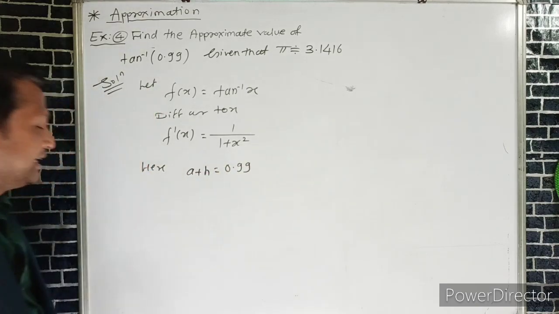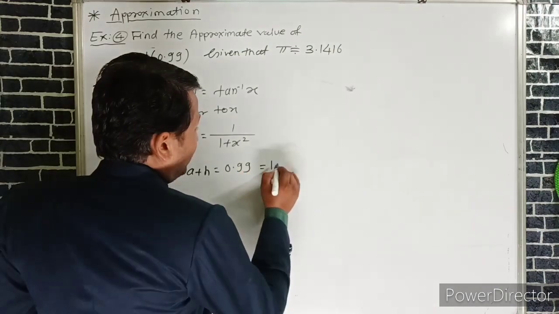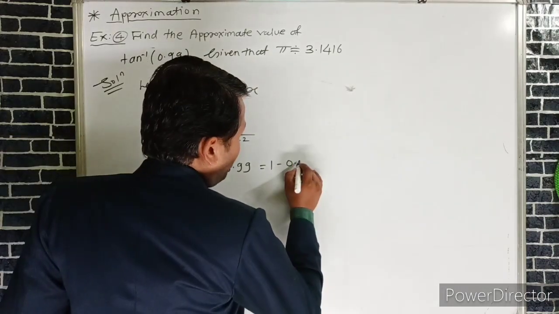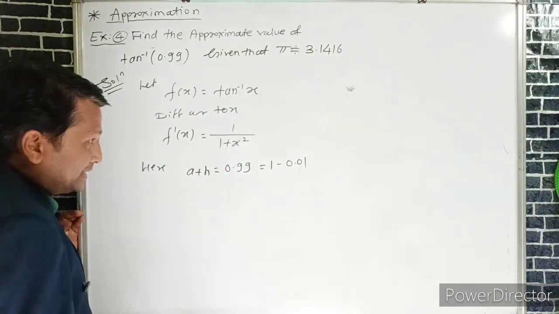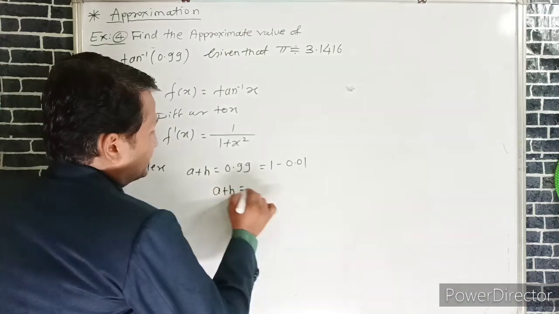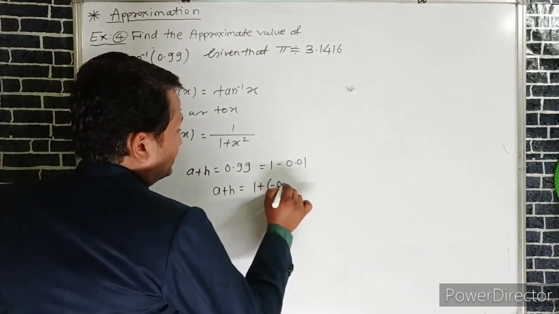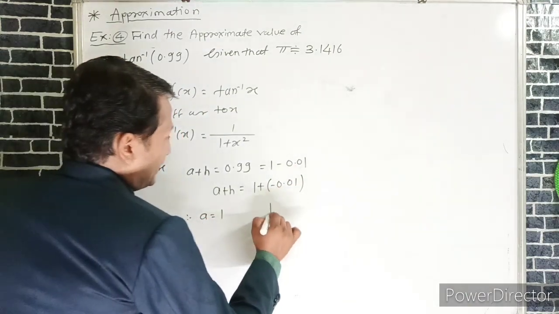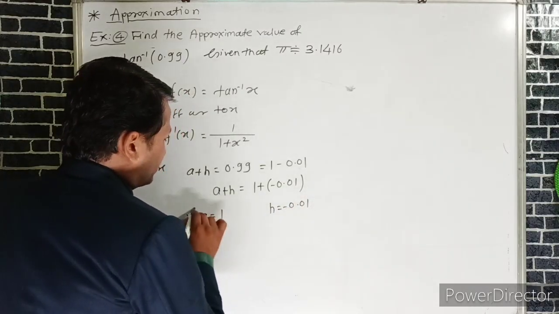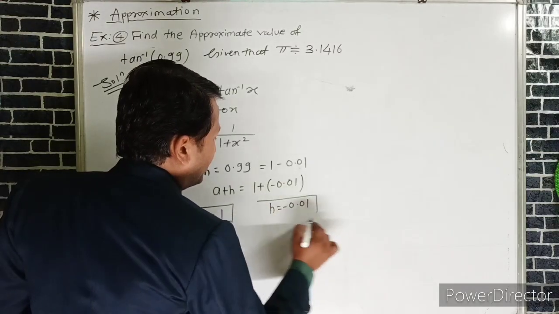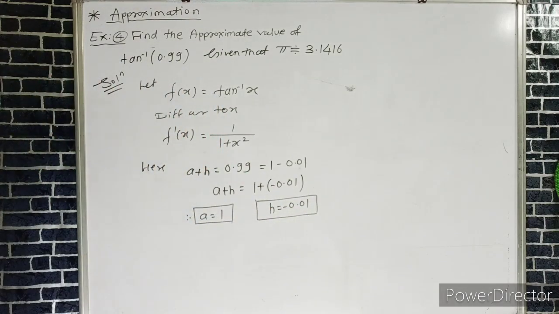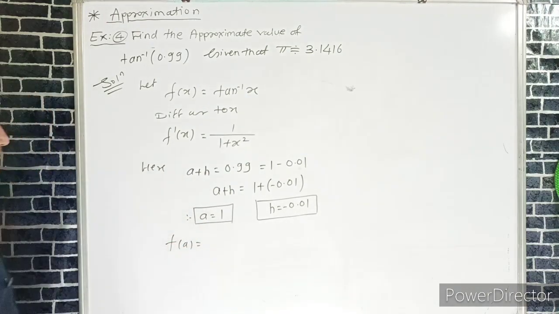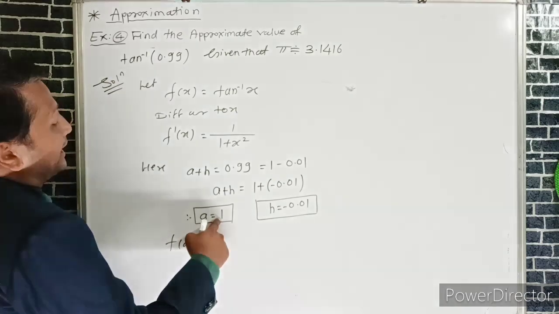This 0.99 we can write as 1 minus 0.01. It means that a plus h is equal to 1 plus minus 0.01. Therefore a is equal to 1 and h is equal to minus 0.01. The value of a is 1 and the value of h is minus 0.01. So from the above condition we can find the value of f of a at x equal to a, and a is equal to 1.